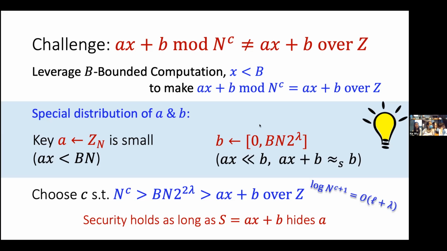I remember in some previous slide you said that in simulation you just choose the ciphertext to be random so that ax plus b is random. But if that's the case, how do you bound A and B?